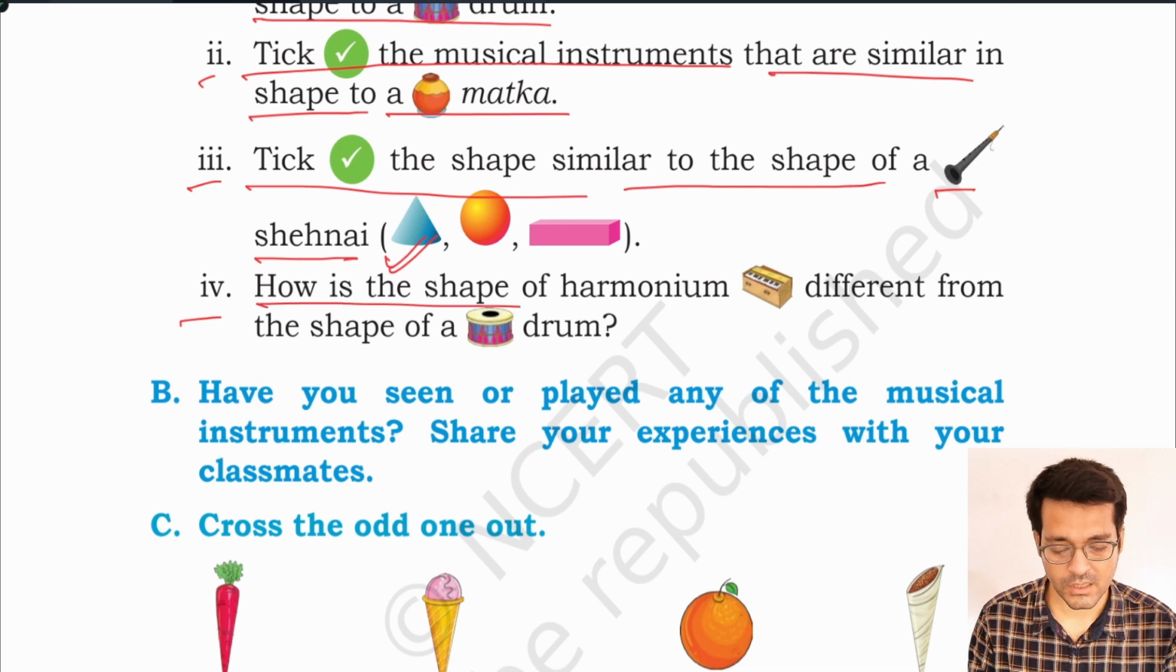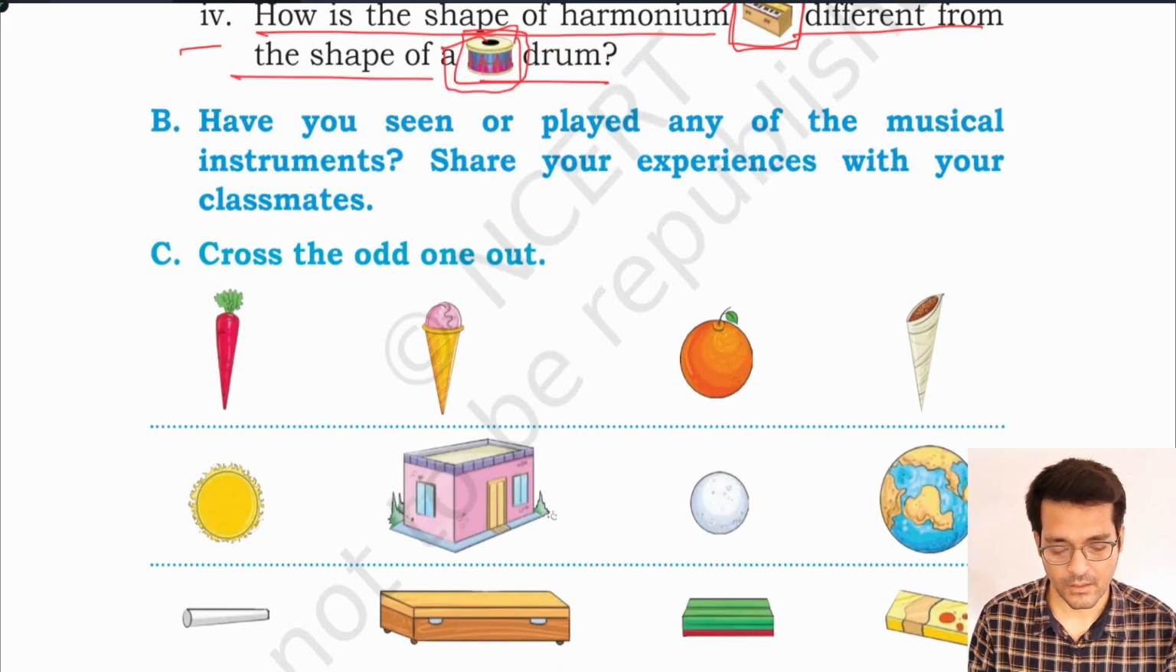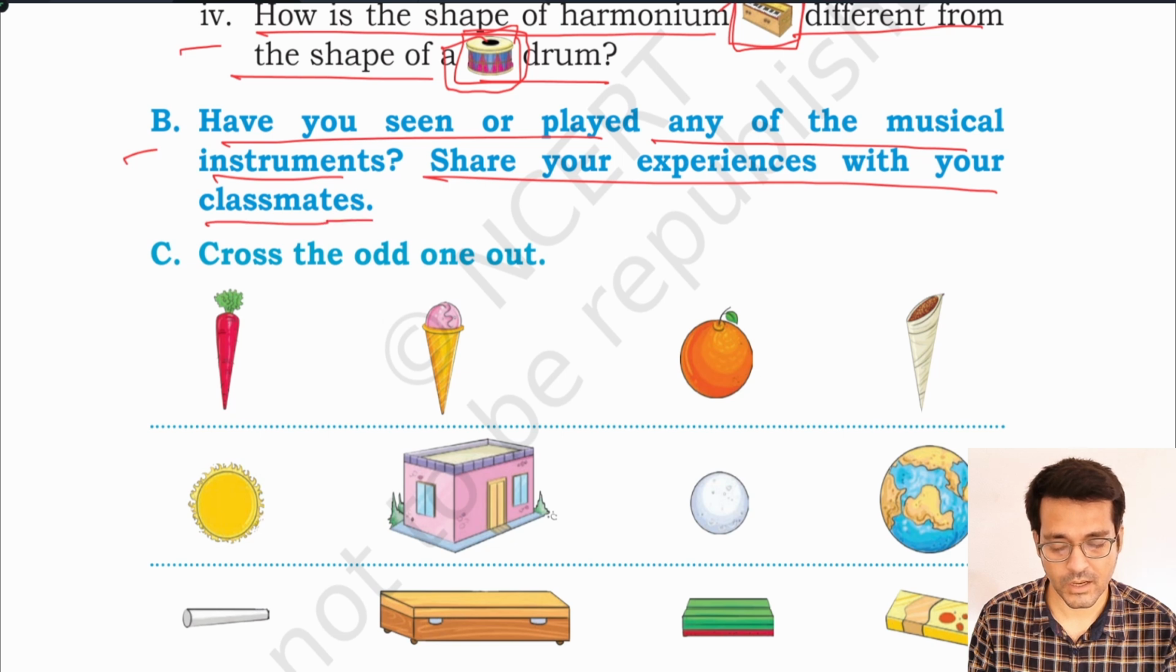Fourth, how is the shape of harmonium different from the shape of a drum? Harmonium is made of flat faces, but drum is made up of round faces. B. Have you seen or played any of the musical instruments? Share your experiences with your classmates.